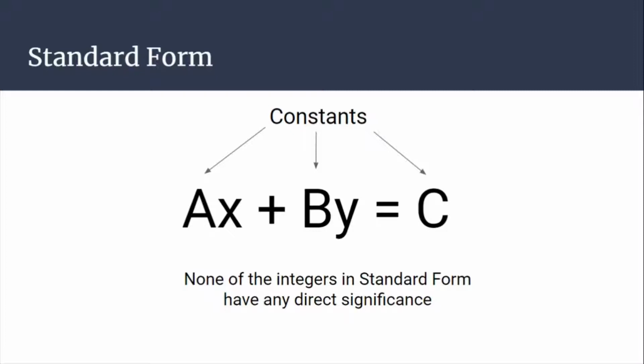So unlike the previous examples, a, b, or c does not necessarily represent the y-intercept, slope, or any point on the graph. They're all kind of just constants.